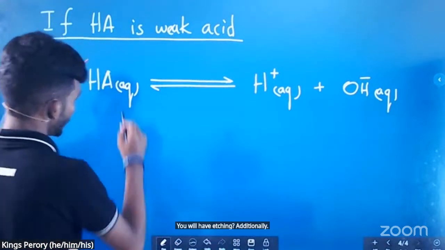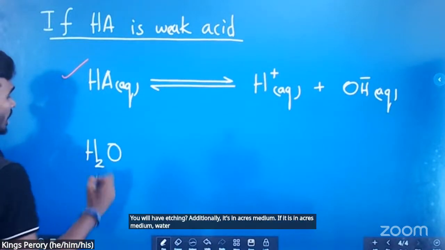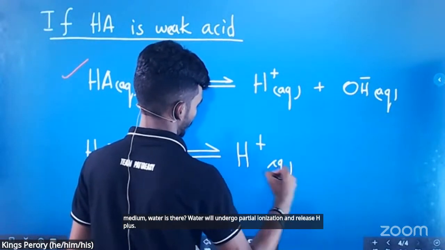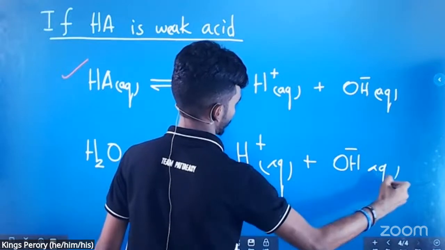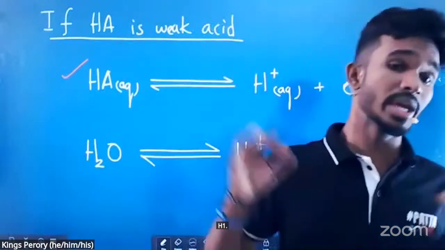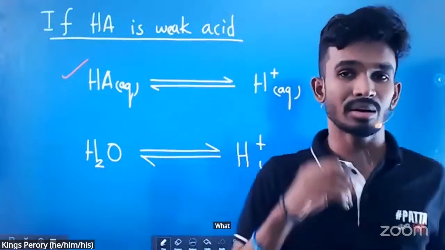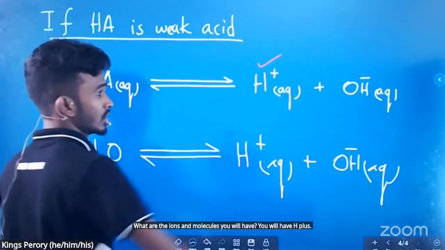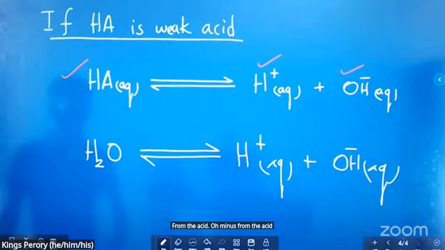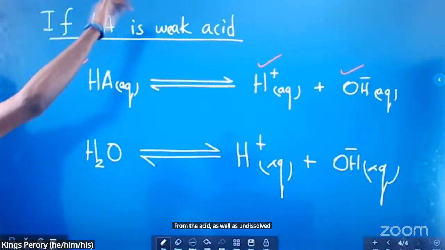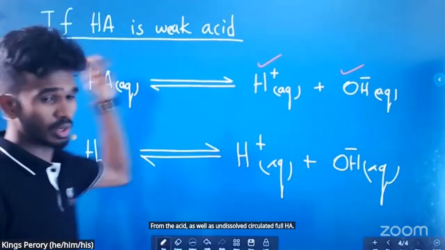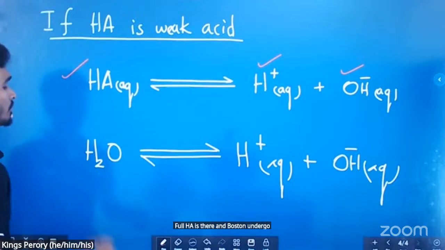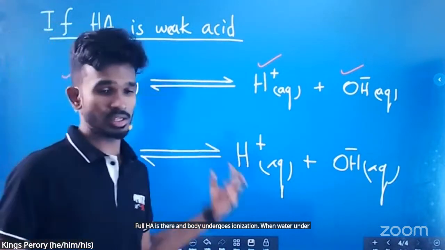Additionally, it's in aqueous medium. If it is in aqueous medium, water is there. Water will undergo partial ionization and release H plus, OH minus. Then if HA is a weak acid, what are the ions and molecules you will have? You will have H plus, A minus from the acid, as well as undissociated full HA. It's going forward, it's coming backwards. And water undergoes ionization, releasing H plus, OH minus.